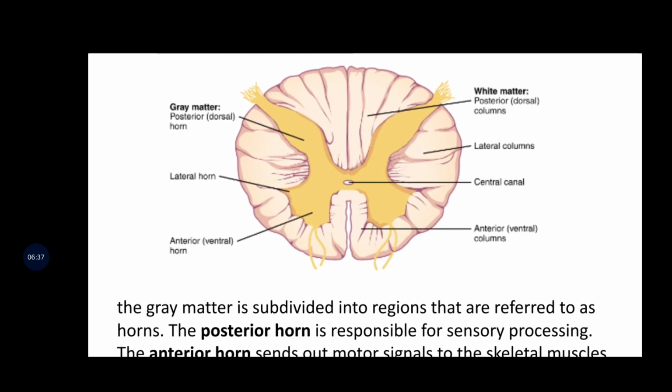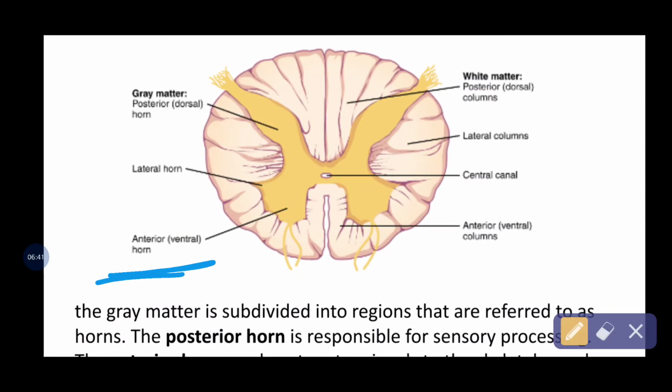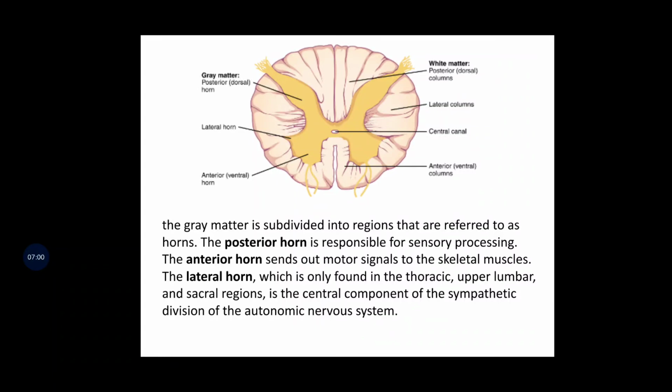See here over there, and the anterior horn. So see, this one is the anterior horn and this one is the posterior horn, this one is the lateral horn. Okay, so this whole butterfly shape, the yellow structure, is the grey matter. The posterior horn is responsible for the sensory processing. The anterior horn is responsible to send out the motor signal to the skeletal muscle.